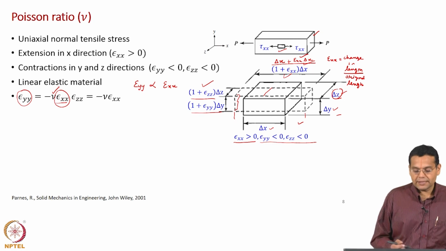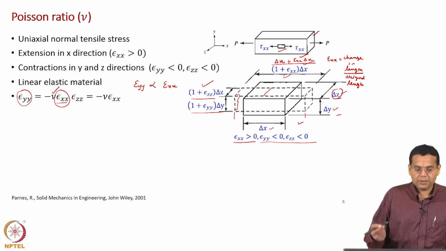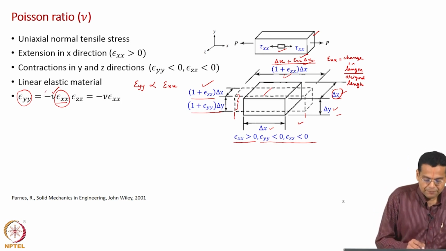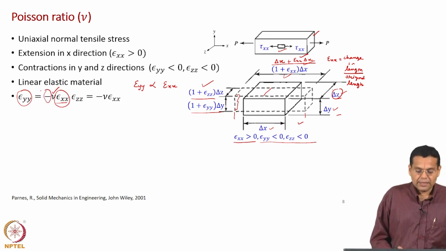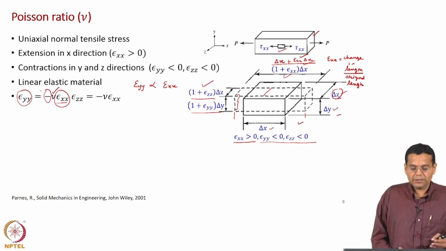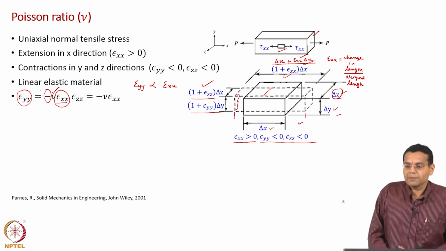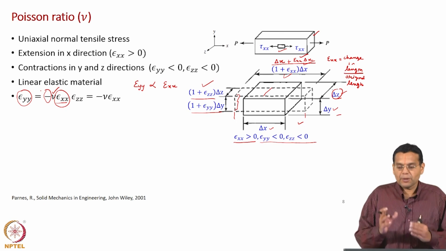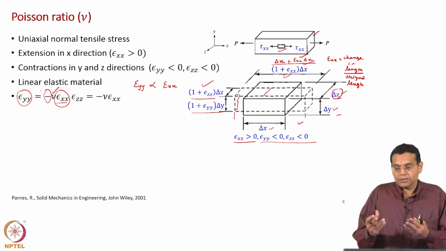Now, we have seen that when epsilon xx is positive, epsilon yy is negative. So, to account for that, we have a negative sign here, so that the material property which is Poisson ratio is positive. We do not want a material property which is negative. We have positive Young's modulus, we have positive shear modulus.